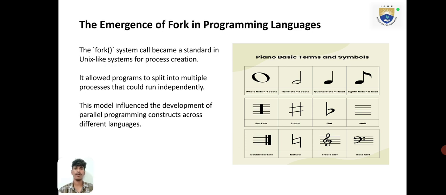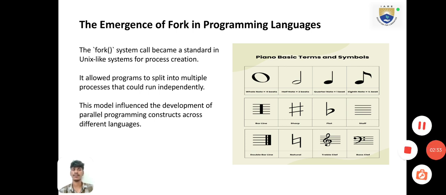The emergence of fork in programming languages. The fork system call became a standard in Unix-like systems for process creation. It allowed programs to split into multiple processes that could run independently. This model influenced the development of parallel programming constructs across different languages.